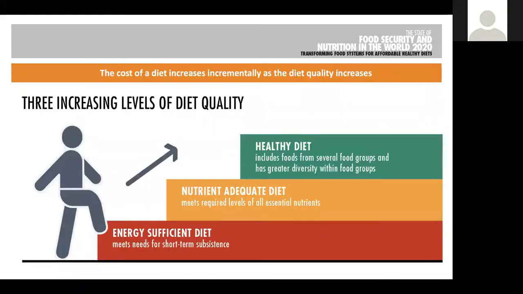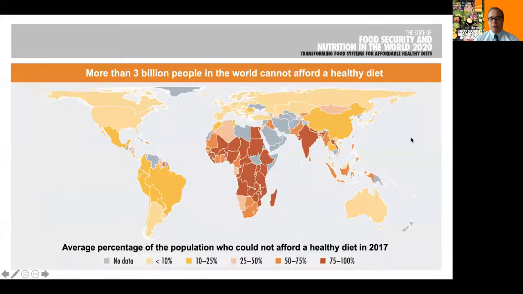Next slide, please. We look into three different types of diets to try to see if we can afford healthy diets. The energy sufficient diet, which meets the needs for short-term subsistence. The nutrition adequate diet, which meets the required levels of all essential nutrients. And the healthy diet, which includes foods from a diversity of groups.